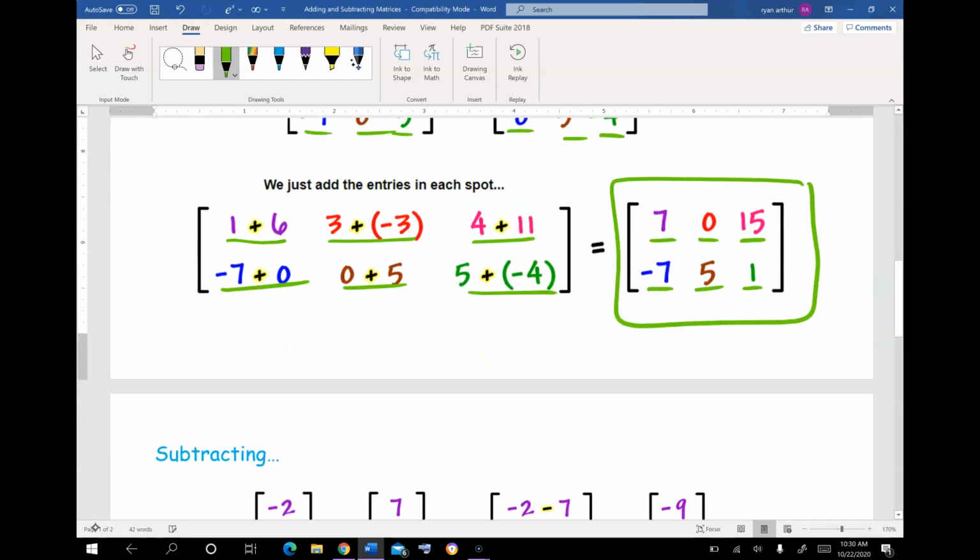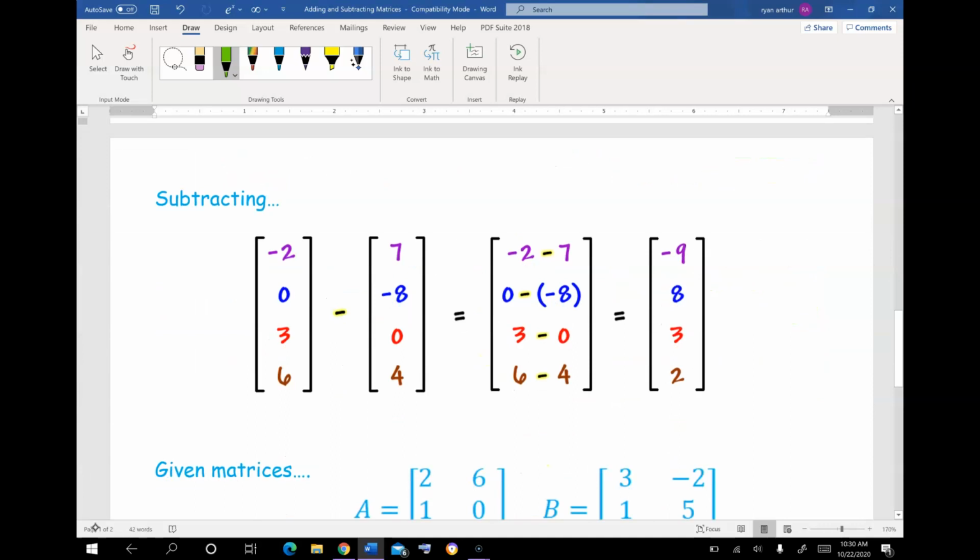Okay? All right. Subtracting, it's the same thing. Now you can choose to distribute that as subtraction, or you can just say it in your head. So we're going to say negative 2 minus 7. Negative 2 minus 7 is negative 9. 0 minus negative 8 is a positive 8. 3 minus 0 is 3. And then 6 minus 4 is 2. So just be careful with the subtraction, and you're saying minus in your head, okay?